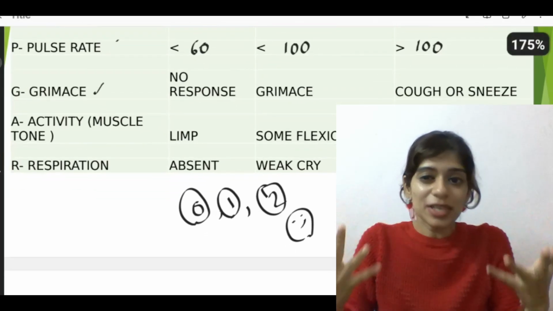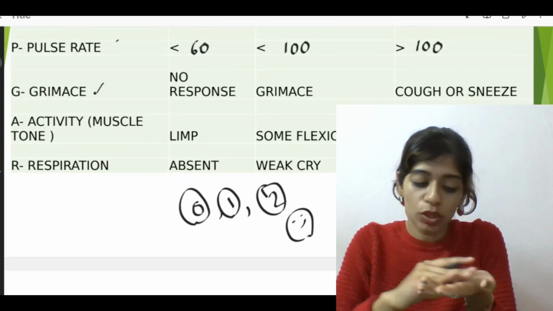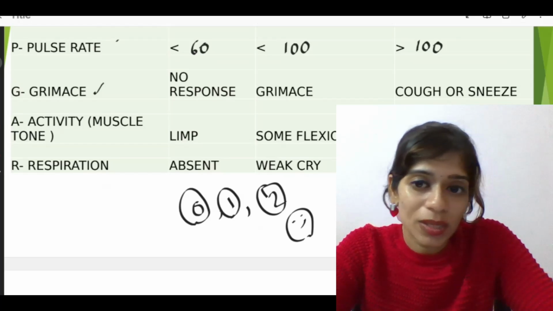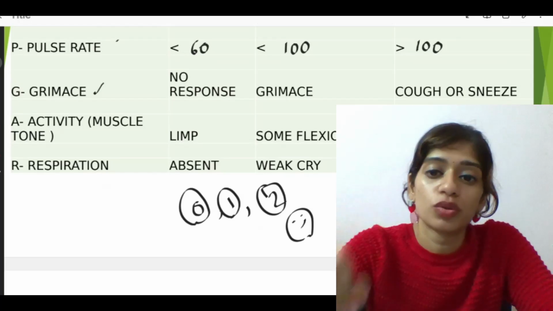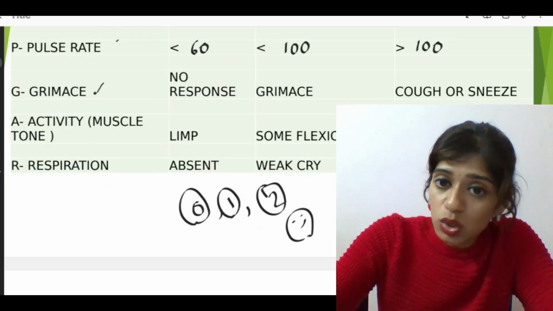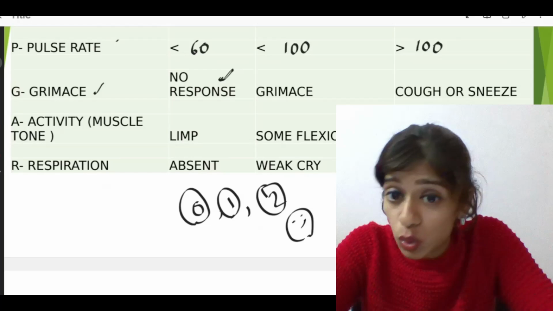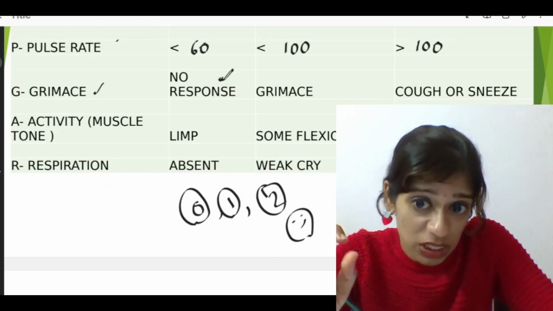You see the irritation shown by the baby. You irritate the baby. You tap the sole or put a catheter onto the mouth or the nose and see if the baby is showing some irritation. If there is no response, it means that the baby's reflex is not that great, so you give a score of 0.